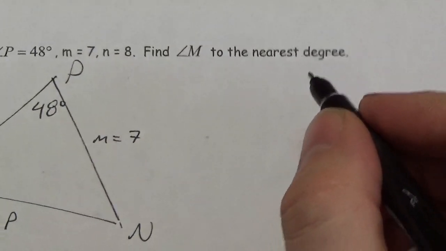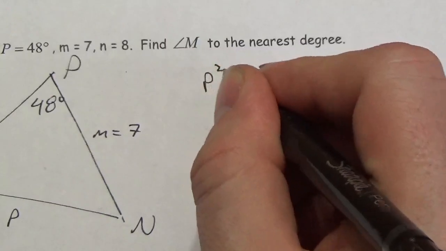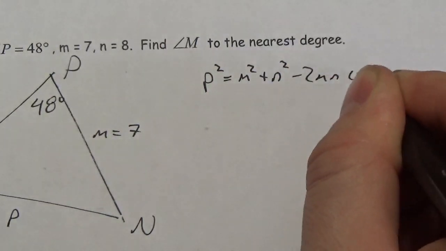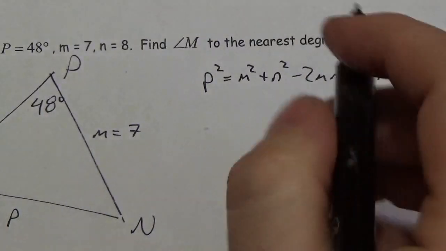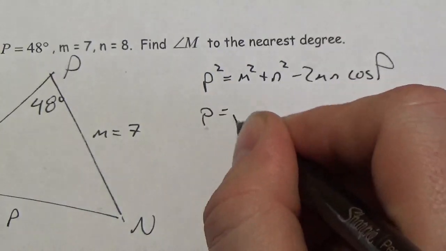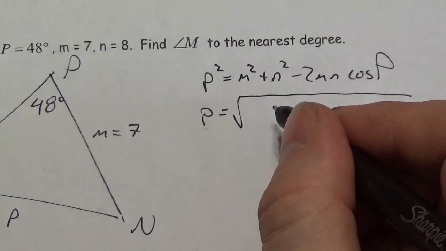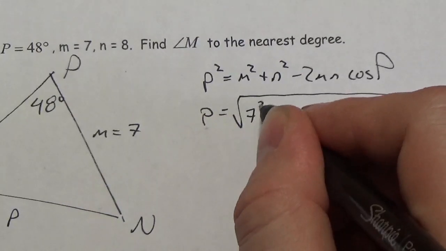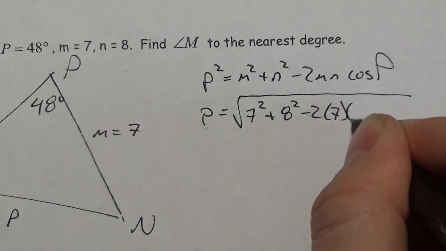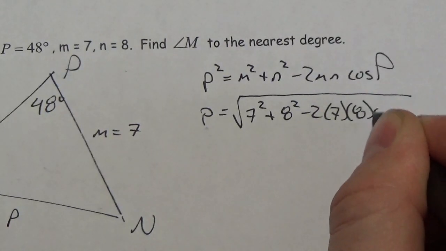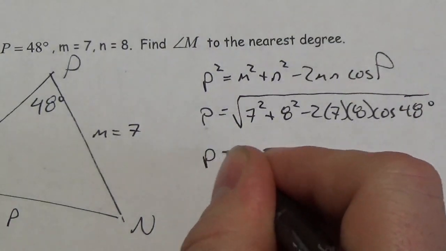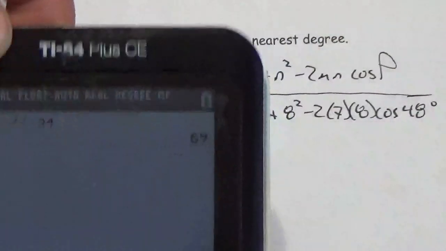Okay, so I will be able to get P squared, and that's going to equal M squared plus N squared minus 2mn cosine of angle P. And I will plug that all in, but remember I'm going to end up taking the square root at the end, so I'm just going to put that in right away here. So P is going to be the square root of 7 squared plus 8 squared minus 2 times M times N times the cosine of 48 degrees. And I'll just plug that into my calculator here.